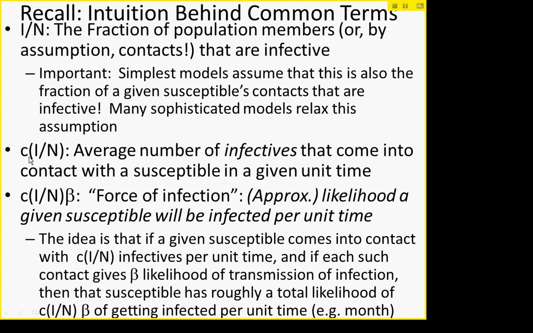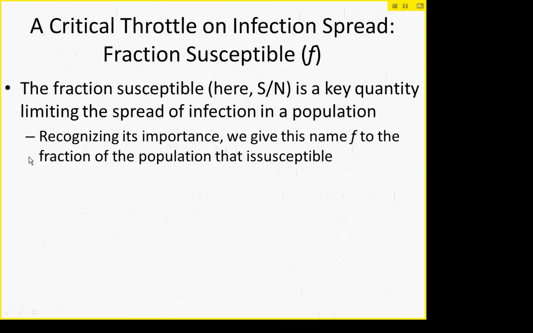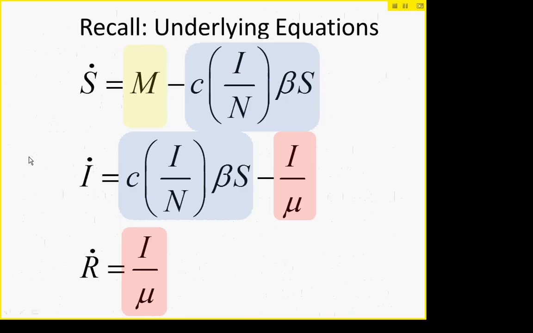And then we argue that C times I over N times beta is an approximation for the probability. We consider beta the probability a given contact yields transmission. C times I over N times beta is a pretty good approximation, when beta is small, to the probability that any one of those C times I over N contacts between themselves and an infective will transmit infection, right? And based on that, we built up this model here.